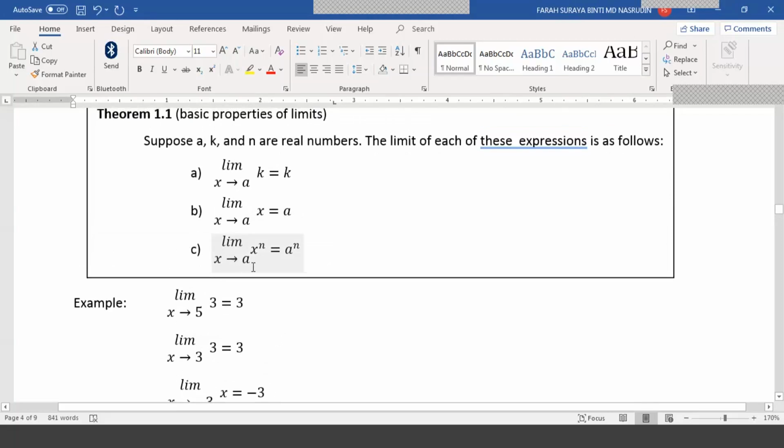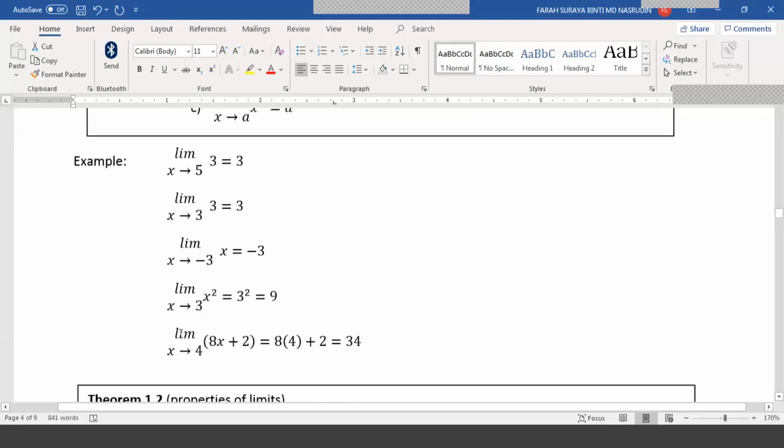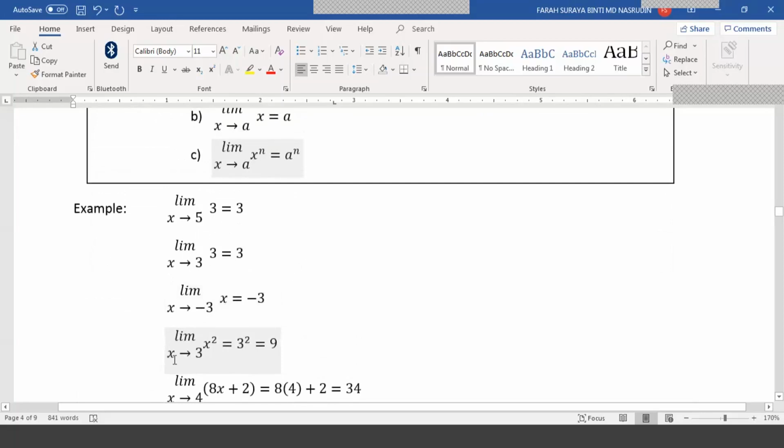Okay, yang C pula. Limit X approaches A. Okay, the function is X power of N. What you're going to do is you just substitute the variable of X with the limit. Okay, so we will get A power of N. Example dia macam ni. Limit X approaches 3. The function is X square. So you just substitute the variable with the limit. So akan dapat 3 power of 2. So it is equal to 9.